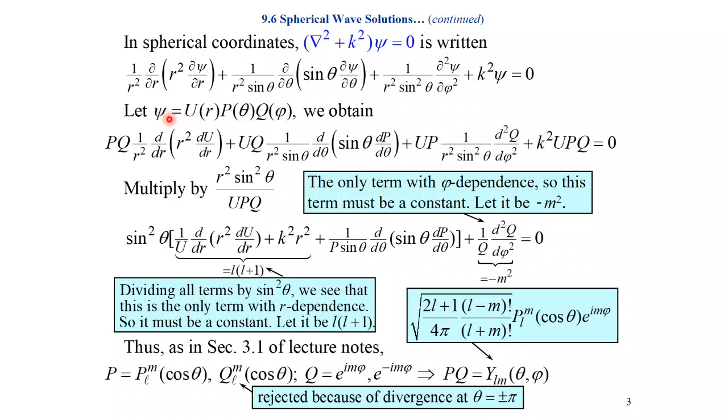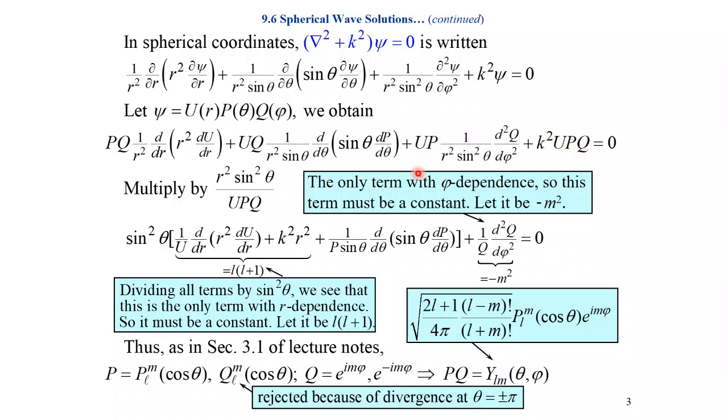Okay? So by substituting this into the equation, we get PQ times the same U derivative term, UQ, UP, and this part depends on phi only. This part depends on theta only. This part depends on r only. So we change from partial derivatives to total derivatives. Okay, so it's k squared UPQ.